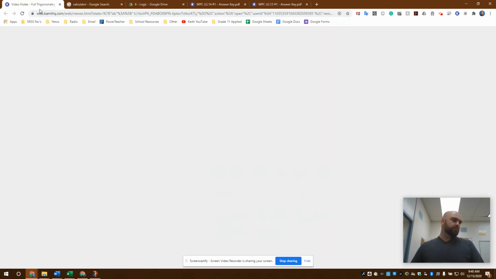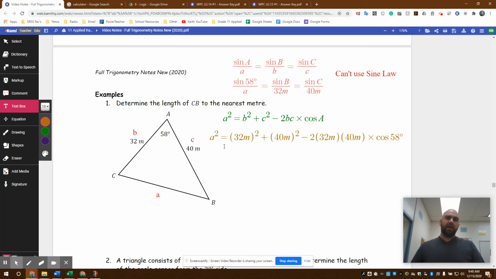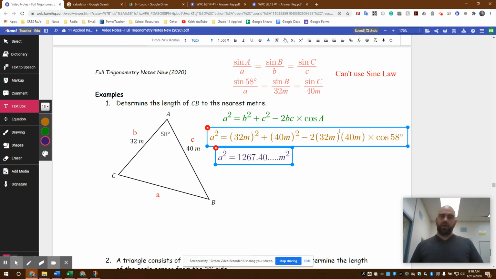Okay. So the answer, well, at least the current answer right here, is that a squared is equal to 1,267.40, and a whole bunch of dots, and this is in meters squared. Okay, don't worry too much about the units in this case here. We know that our final length is going to be in meters, and so if we've squared everything, it's going to be in meters squared. All right, so this is a squared.